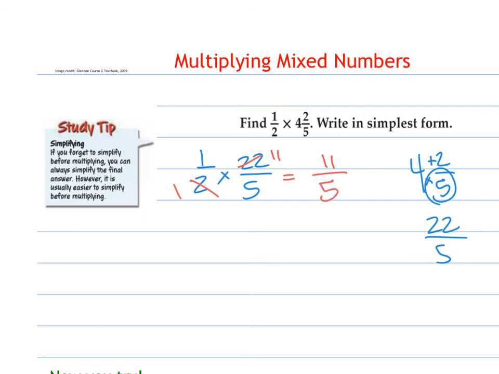Now I have an improper fraction, got to turn it back into a mixed number. 5 goes into 11 twice, which would be 10, so 1/5 left over. There's my final answer. Just something for you to know here. If you forget to simplify before multiplying, which is what I did, you can always simplify your answer at the end. But it's a lot easier if you are simplifying before you multiply.